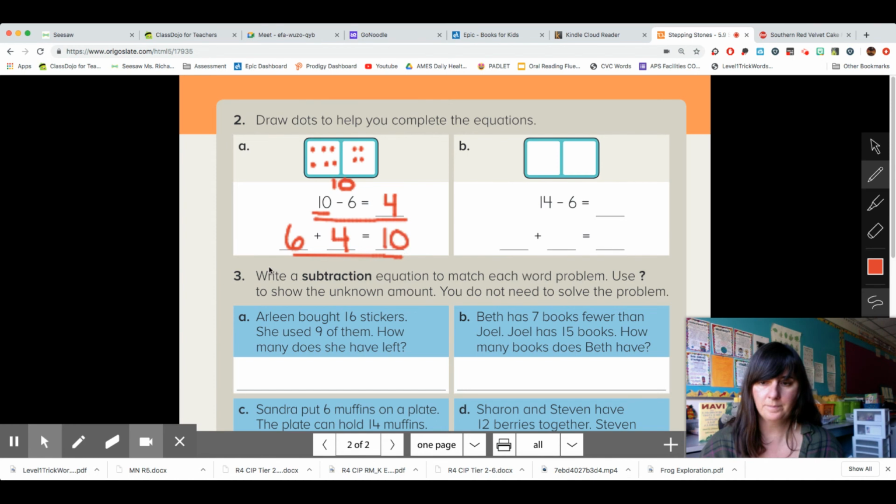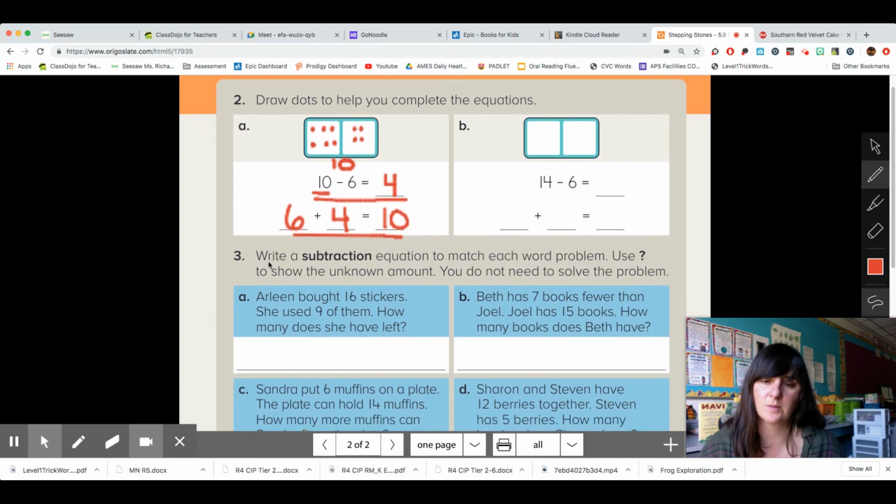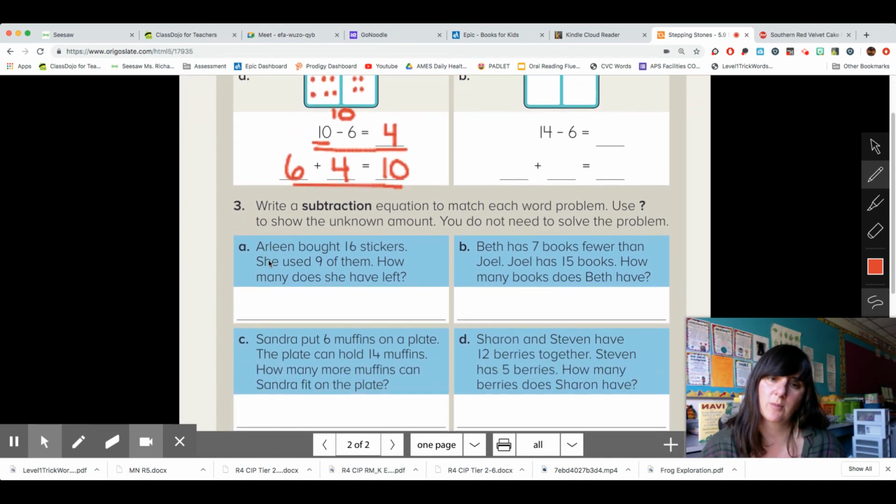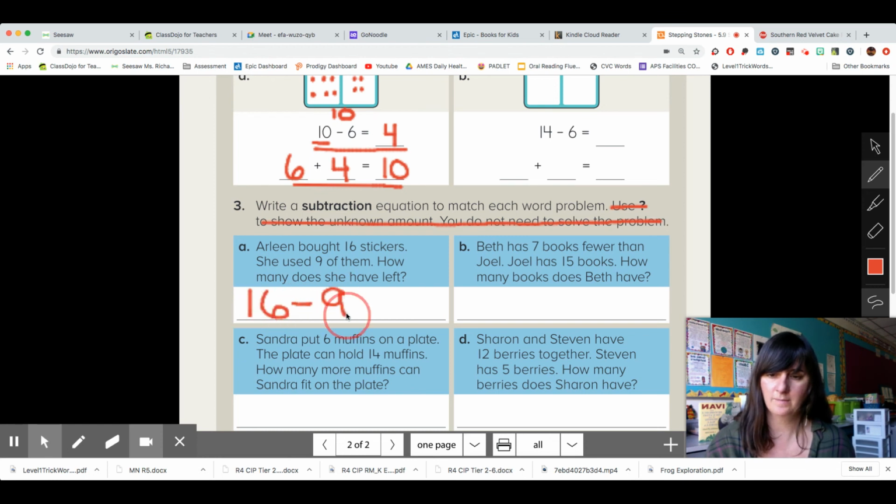Okay. And then for number 3, write a subtraction equation to match each word problem. Remember, during our lesson, I crossed this off. I want you to figure out the unknown amount. Okay, so figure it out. You guys can do this. Arlene bought 16 stickers. She used 9 of them. How many does she have left? So our equation is going to be 16 minus 9 equals, and then you figure that out.